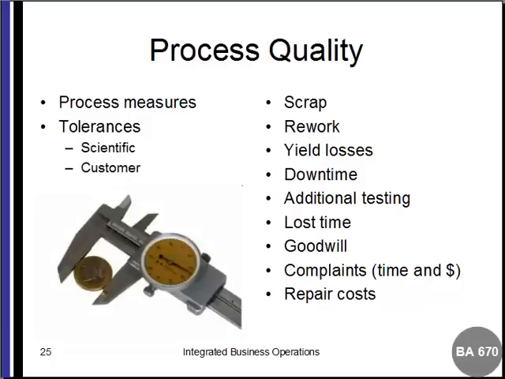Process quality involves process measures. It includes looking at tolerances, like scientific or customer. There are some indicators in terms of scrap, rework, yield losses, downtime, additional testing, lost time, goodwill, complaints, including time and money, and repair costs. These are all indications of process quality.